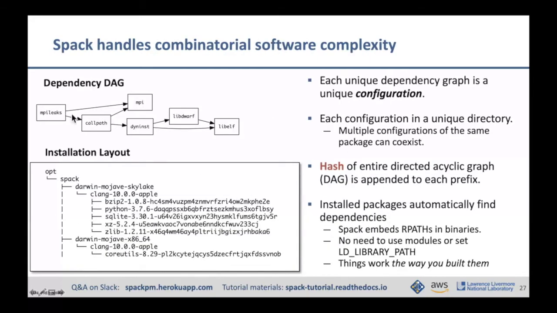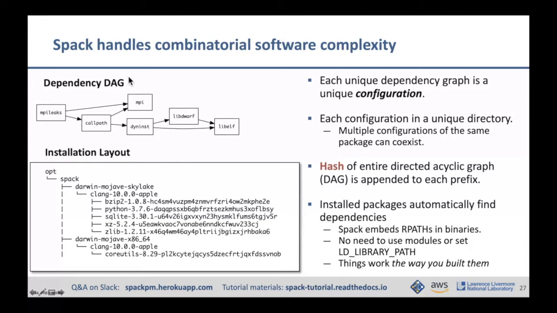And so if you think about how this works, say that we have this MPI leaks package that we're using as our running example. MPI leaks, like Greg said, is a tool that we built at Livermore for debugging MPI programs. It depends on MPI, and it depends on this call path library here. And call path depends on MPI and dyninst, and then dyninst depends on libdwarf and libelf, and libdwarf depends on libelf too. This is what the packages that Spack installs look like. This is what packages look like in Spack.